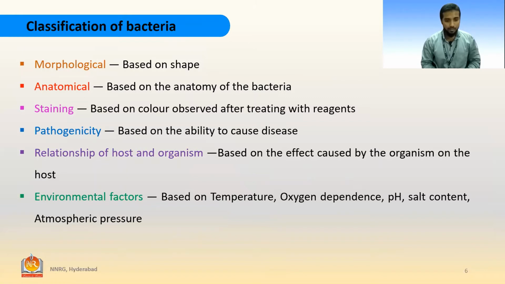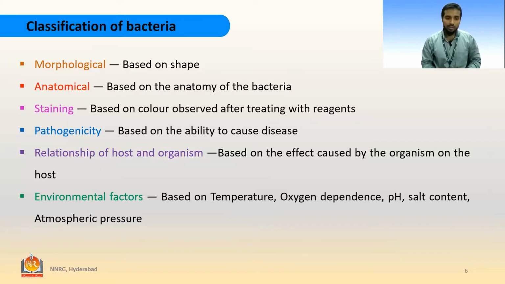Next will be anatomical, that is based on the anatomy of bacteria, that is, the appearance of the bacteria based on various parts it has, like flagella or pili. And next is the staining. As you have seen, various scientists have developed staining techniques to identify bacteria. There are two types basically, gram staining and acid fast staining. We'll also see based on that.